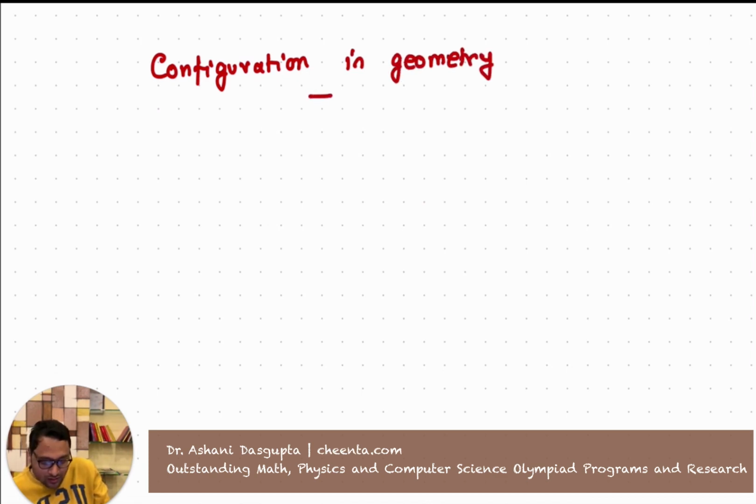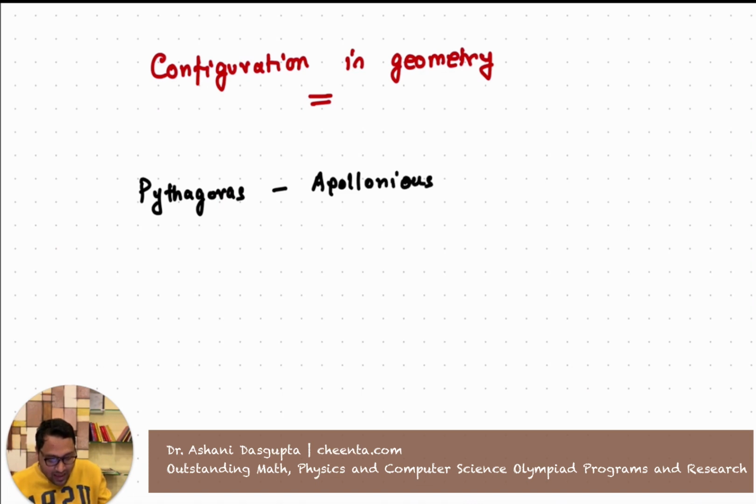Once you are into mathematical Olympiad problem solving, you will realize that there are so many theorems out there, and it's very hard to remember each of those theorems individually. But what you can do is remember those theorems in connection with each other. So one configuration or one connected learning can be Pythagoras theorem, Apollonius theorem, and Stewart's theorem.